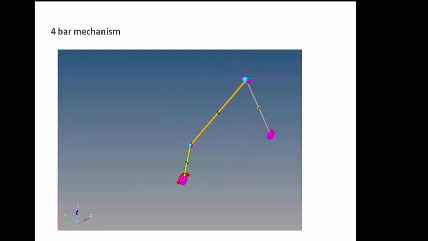Now in this session we will build a simple 4-bar mechanism using the graphic user interface, which is MotionView, and we'll understand what we need and how a model can be built from scratch. So this is the 4-bar mechanism which we are going to build in MotionView, and these are the entities that are used to build the model.